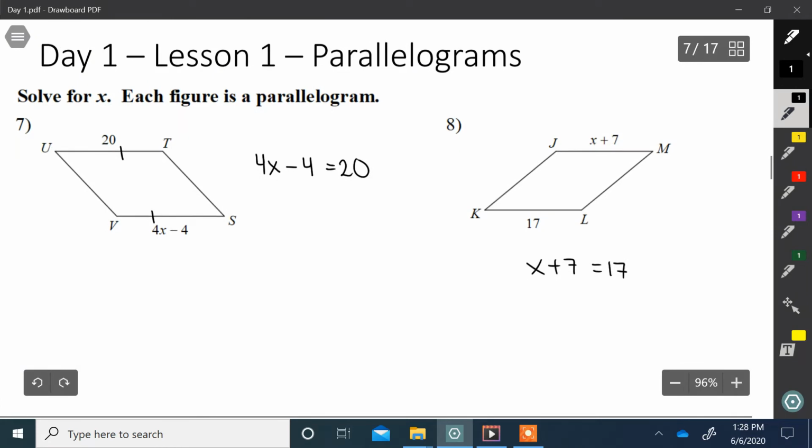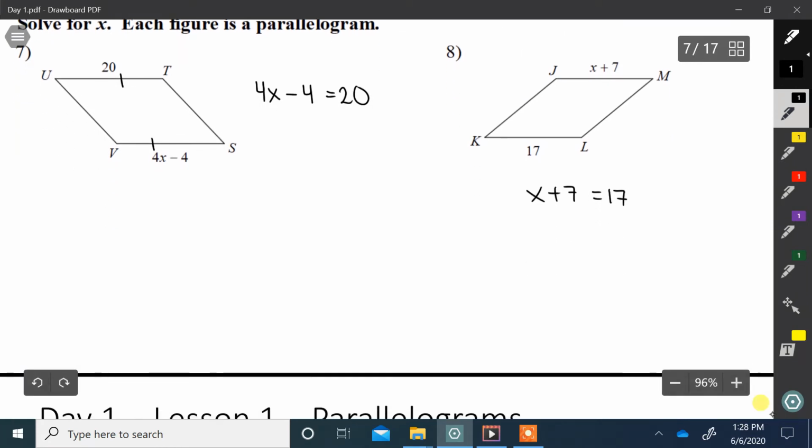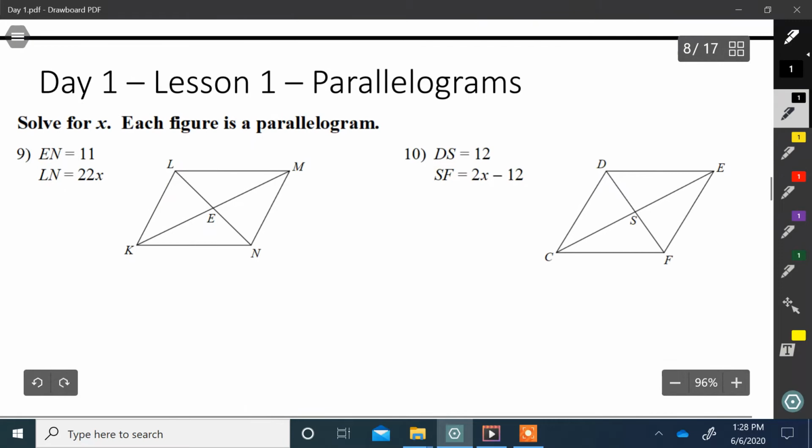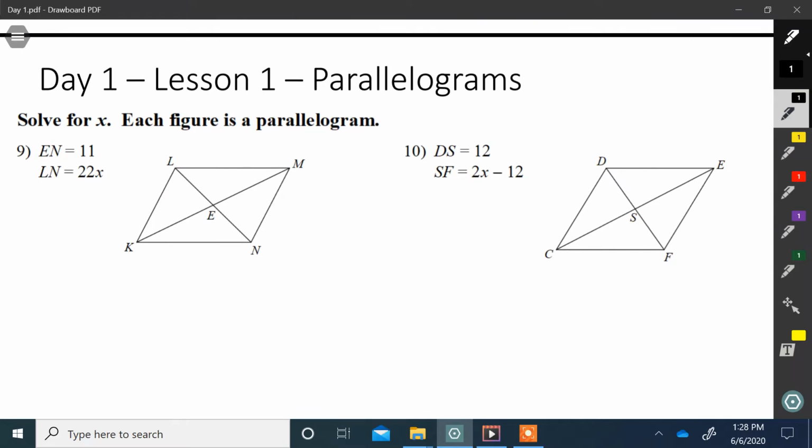Alright, let's keep going. You guys can solve that on your own. But this one, of course, is going to be 4 for the answer. And this one, 10 for the answer. Those were easy. Alright, let's talk about this right here. This is where it gets a little bit more challenging.